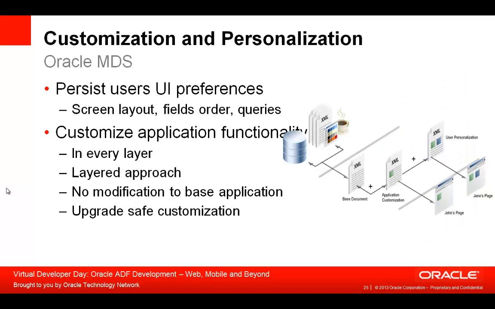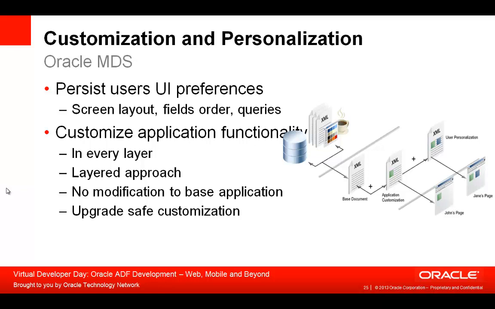A unique layer in Oracle ADF is the customization and personalization layer. This is done through the Oracle MDS or Oracle Metadata Services layer. This is done in two layers. The first layer allows us to persist user UI changes and preferences. For example, if a user changes his screen layout, rearranging fields in a table, expanding and collapsing accordions, defining queries, we can save it as his personal preferences. For the next time that he invokes the application, all of those changes would be applied for his instance of the application.